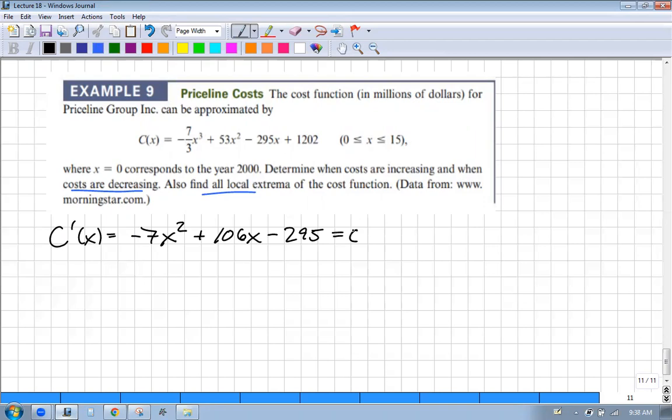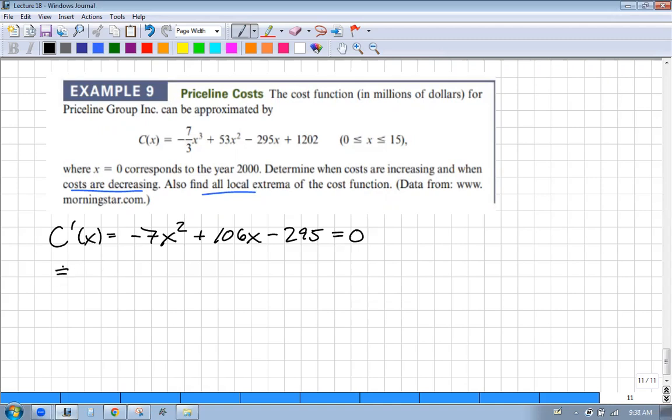So we need to find our critical points. Let's see. Maybe, is 106 divisible by 7? No. We could just use the quadratic formula, right? I don't want to try to factor this guy. I mean, we could, but what's the point? We have the answer, quadratic formula every time, right?